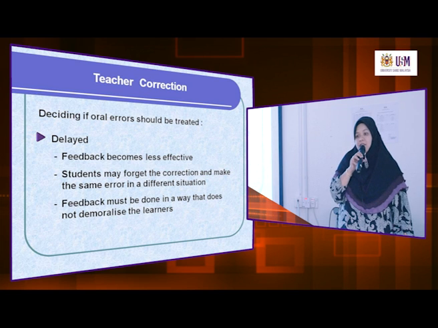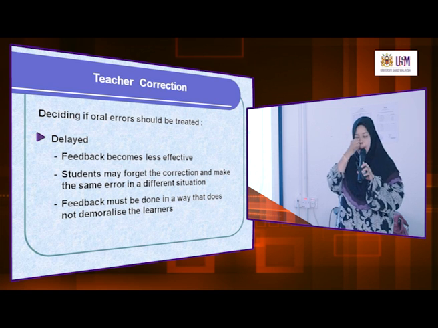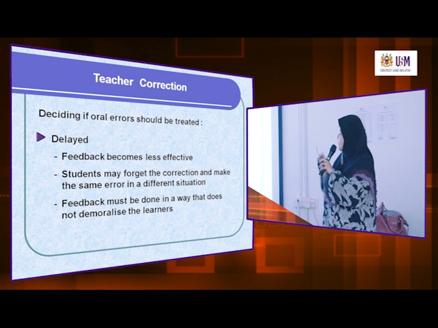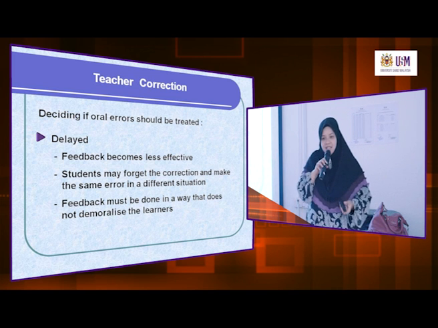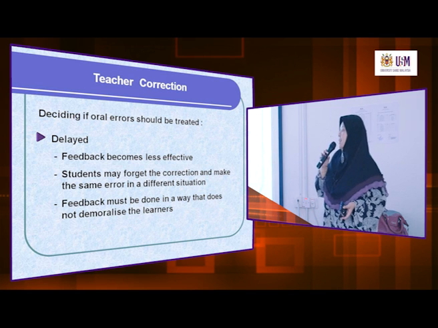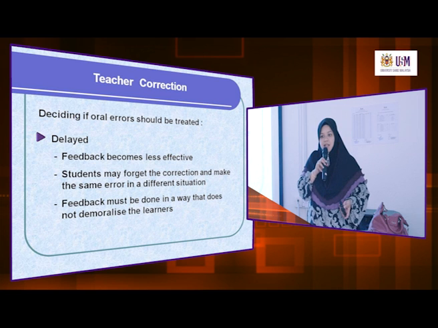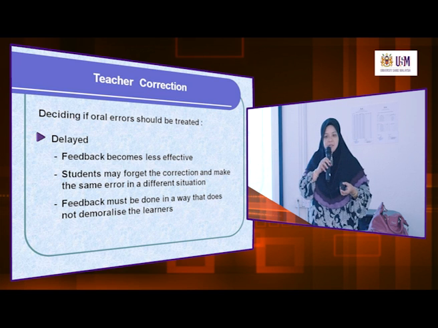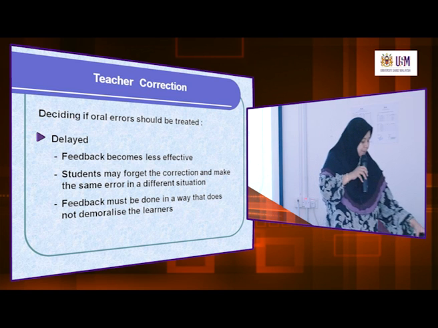One, they will not remember what they have done or what they have said. Two, sometimes it's not so effective. Students may forget the correction and make the same error in a different situation. And feedback must be done in a way that does not demoralize the student. So maybe you can gather errors, not just hone in on one error. So you gather errors and then you do it as a whole class. So that is more effective. Right?